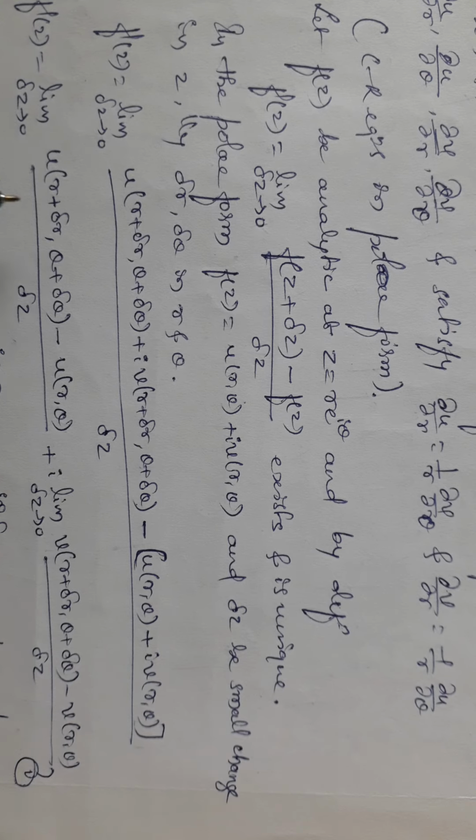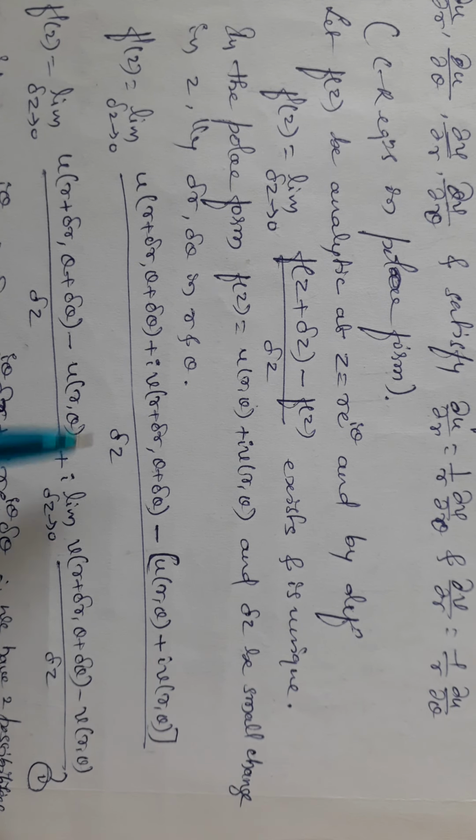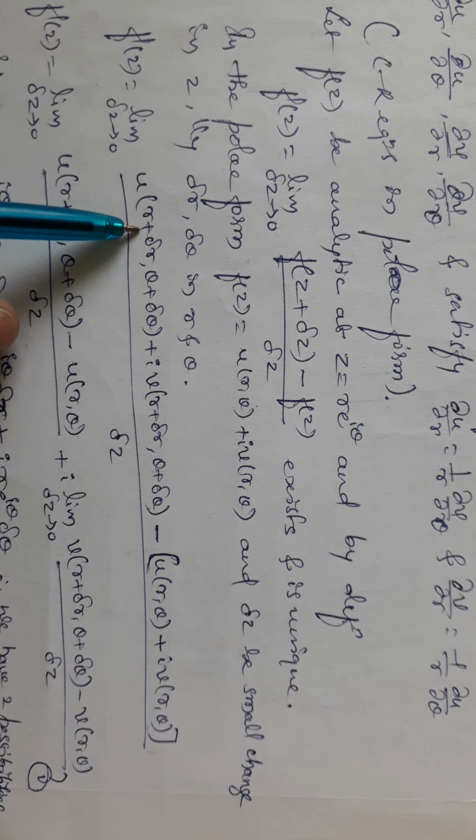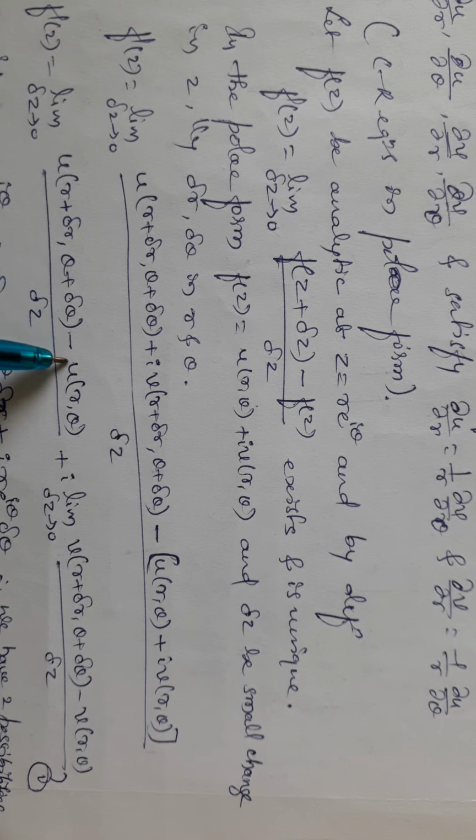Here also we can take real and imaginary parts separately. Therefore, u of r plus delta r comma theta plus delta theta minus u of r theta divided by delta z, plus here I will take i common.